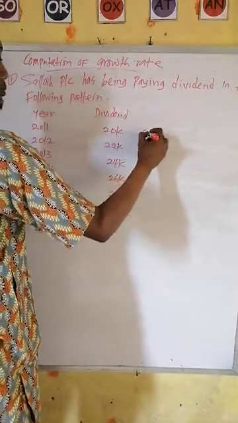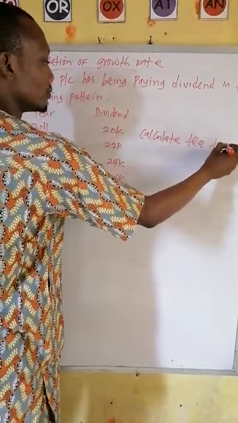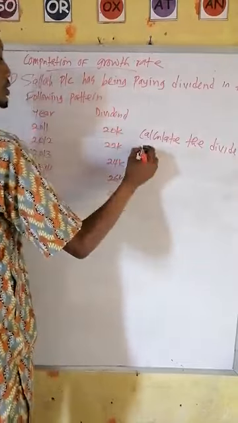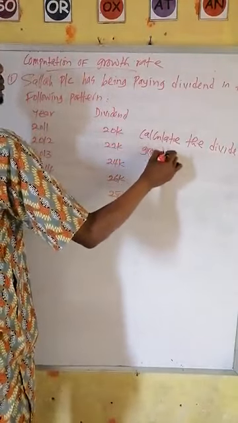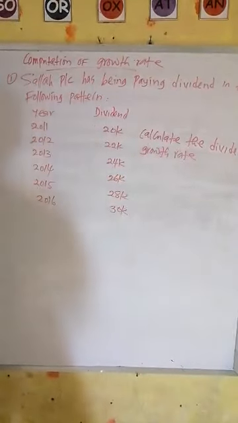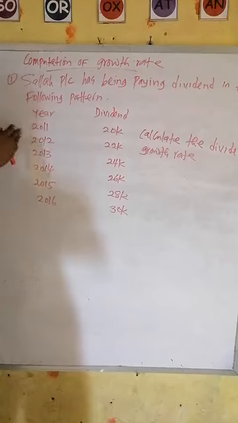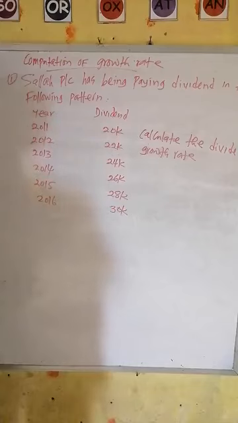So calculate the dividend growth rate. Yes, this is the requirement of the question. You can see we want computation of growth rate. So Salah PLC has been paying dividend in the following pattern. Dividend, 2011, 12, 13, 14, 15, 16. We have 20 kobo and so on. We now have to calculate the dividend growth rate.